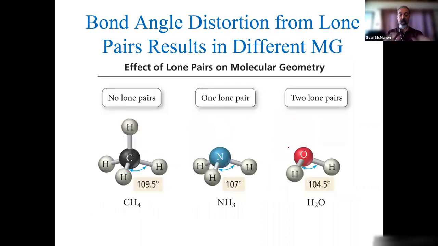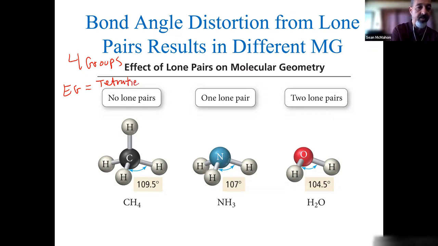So it makes it slightly less. So what do I mean? Well, we'll look at the electron group geometry tetrahedral. So what do I mean by tetrahedral? I have 4 groups, 4 electron groups. So my electron geometry is tetrahedral, okay? So if I have all 4 as atoms, then they're spread out and the angle is 109.5, okay?